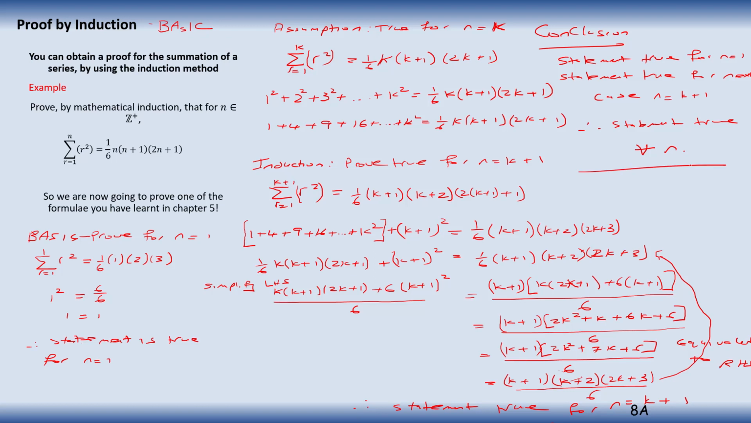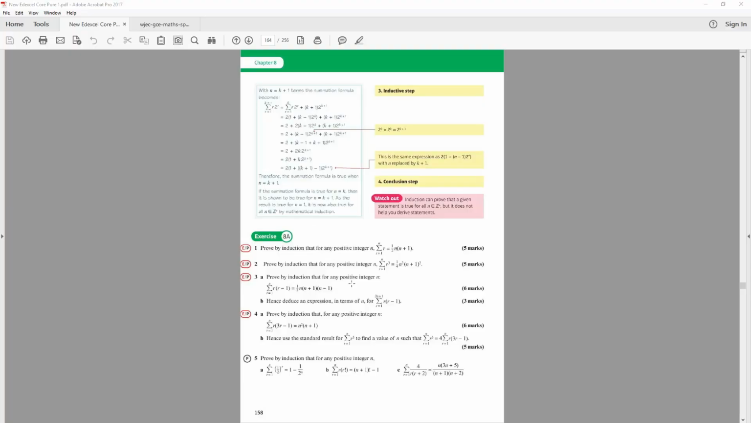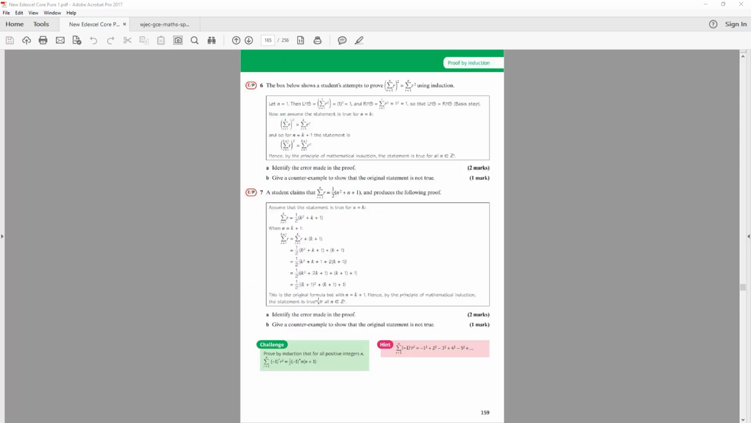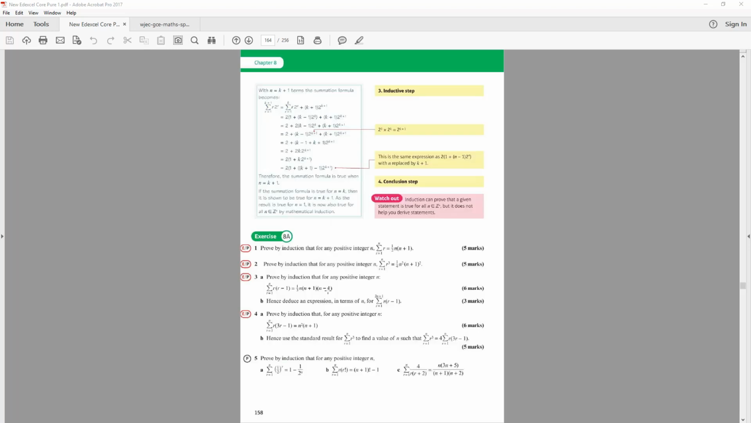Good. Hit pause, make some notes, and I'll attach some examples for you to do. So here are your examples. Exercise 8a. And we got up to 6 and 7. Have a go at a few of them till you're confident. Okay, good luck. I'll attach exercise 8a.